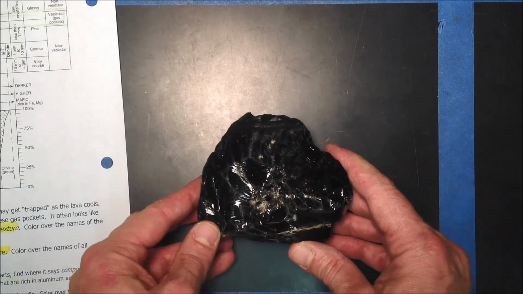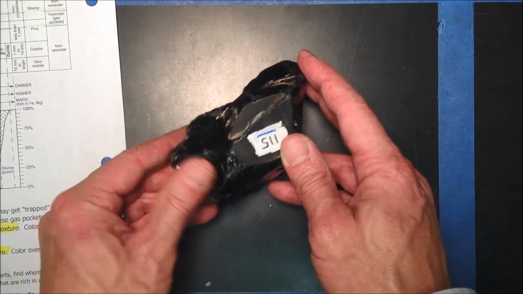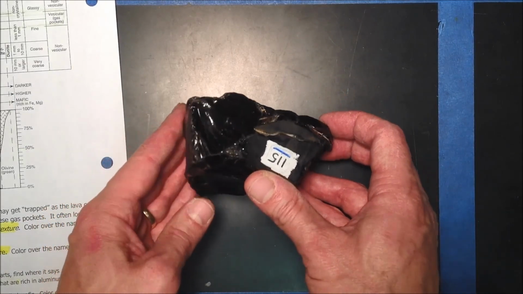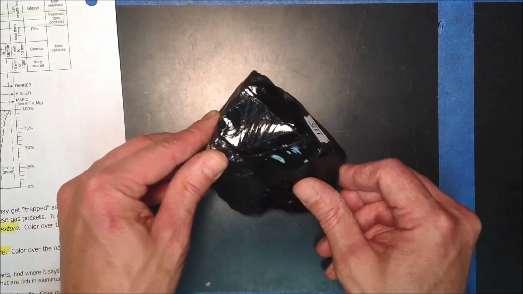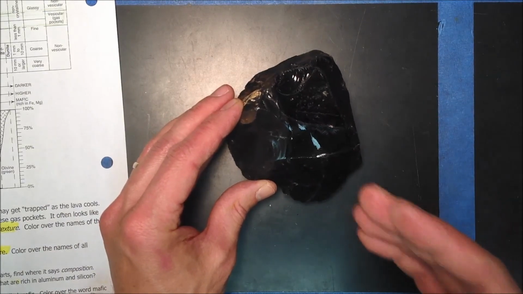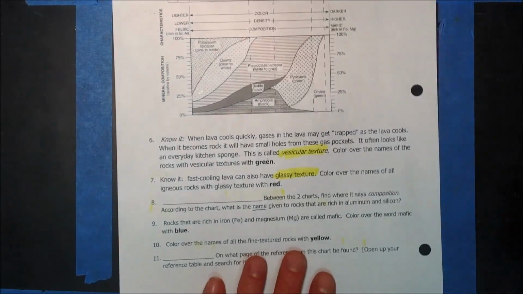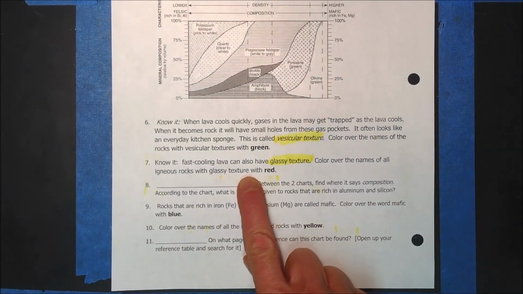Native Americans would commonly make arrowheads out of it and cutting tools because it breaks in a certain way. But very cool. Again, this cools very quickly. No mineral crystals can form. Glassy texture. We're coloring over the glassy texture ones with the color red. Here we go. Red.